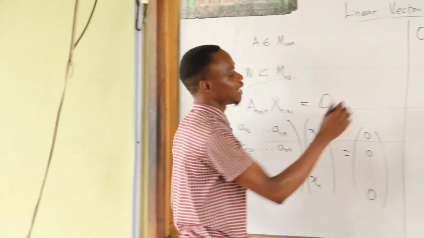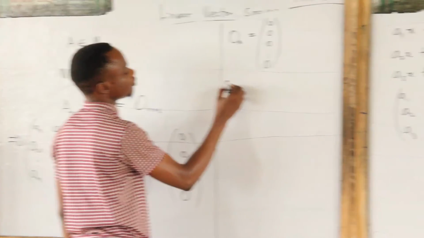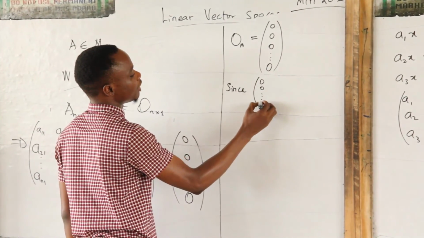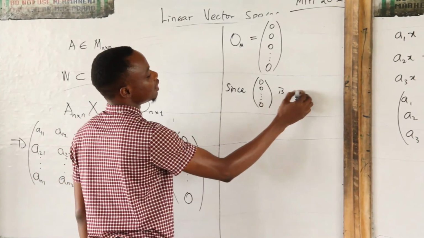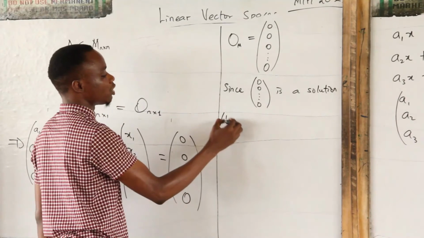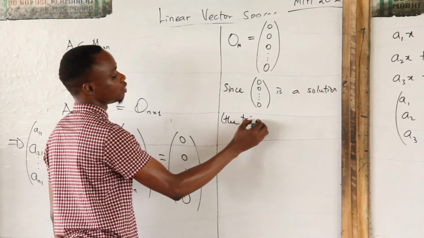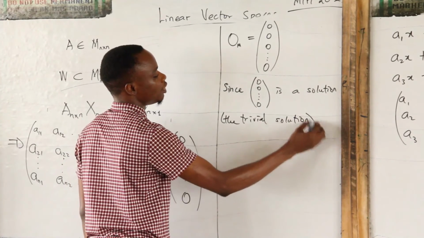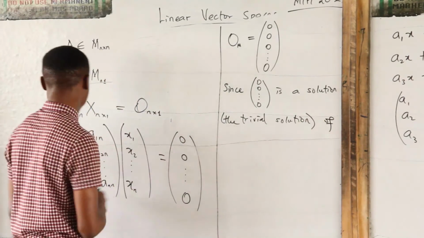So I can now write that since 0, 0, and so on, 0 is a solution, also called the trivial solution, of this equation.